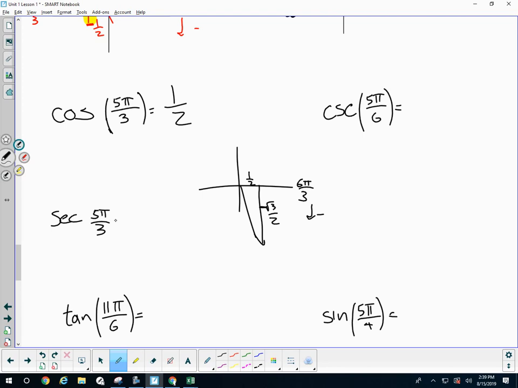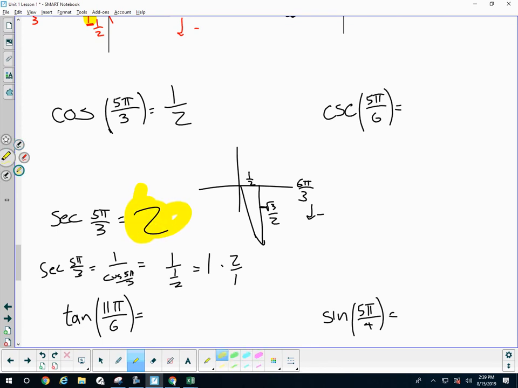If I asked you what the secant of 5 pi over 3 is, you'd say it's the reciprocal, 2. Or you'd say secant of 5 pi over 3 is equal to 1 over the cosine of 5 pi over 3, which is 1 over 1/2, which is 1 times 2 over 1, which is 2. Okay? So here's my answer to the problem.